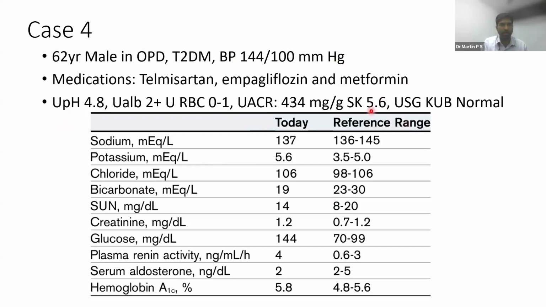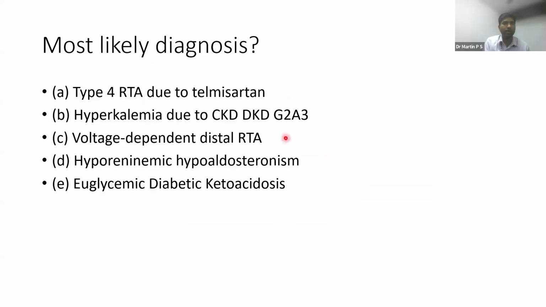The patient had hyperkalemia. There is an A3 albuminuria present. Here the urine pH has been checked. The urine pH is 4.8. And based on these values, you can see that the creatinine is not very high, 1.2. The potassium is towards the higher side. Based on these values, what do you think? What is the most likely diagnosis?